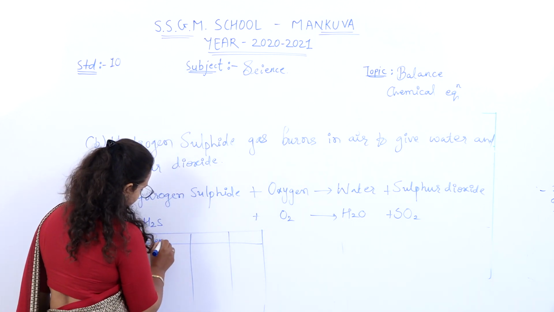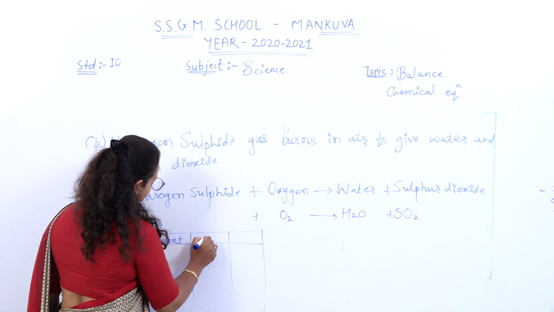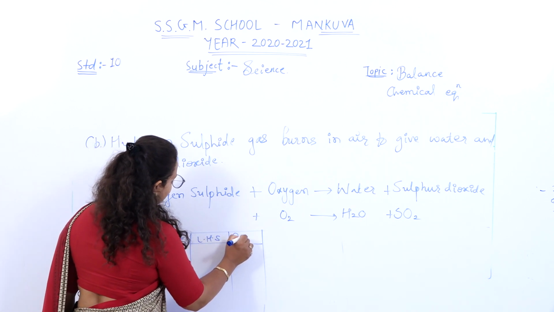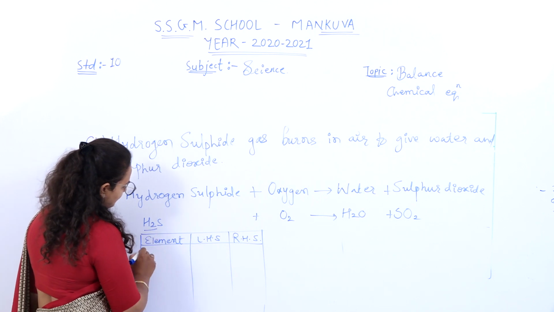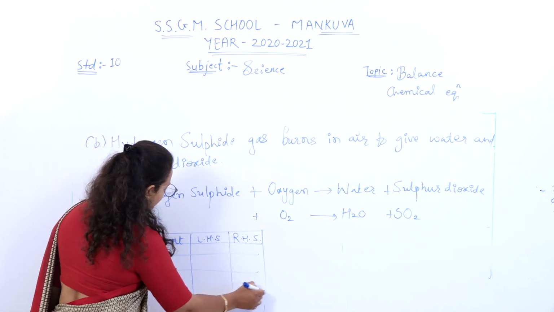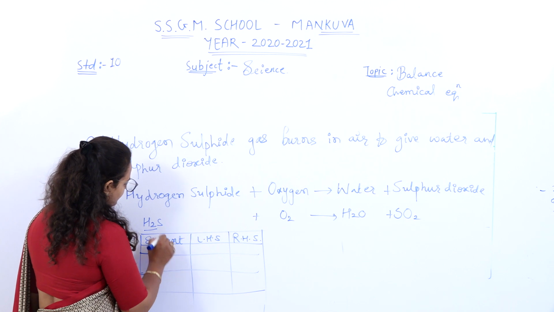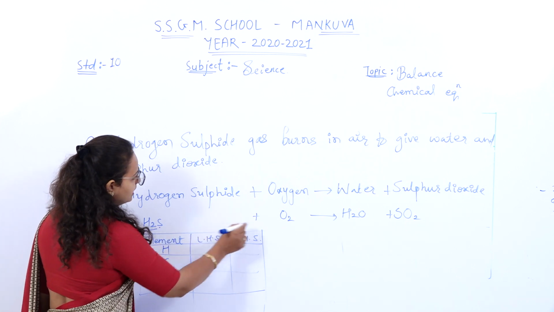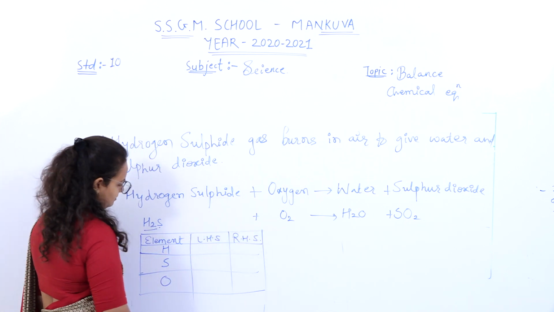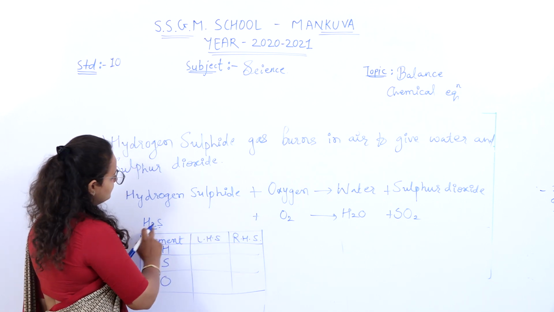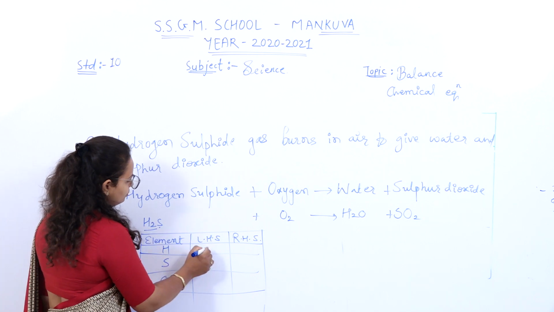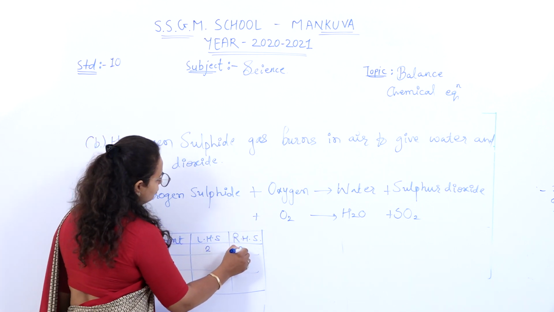Element, left hand side, right hand side. Now, which elements are present in this chemical equation? Hydrogen, sulfur, oxygen. Okay. Now how many hydrogen are present in left hand side? 2. Right hand side 2.